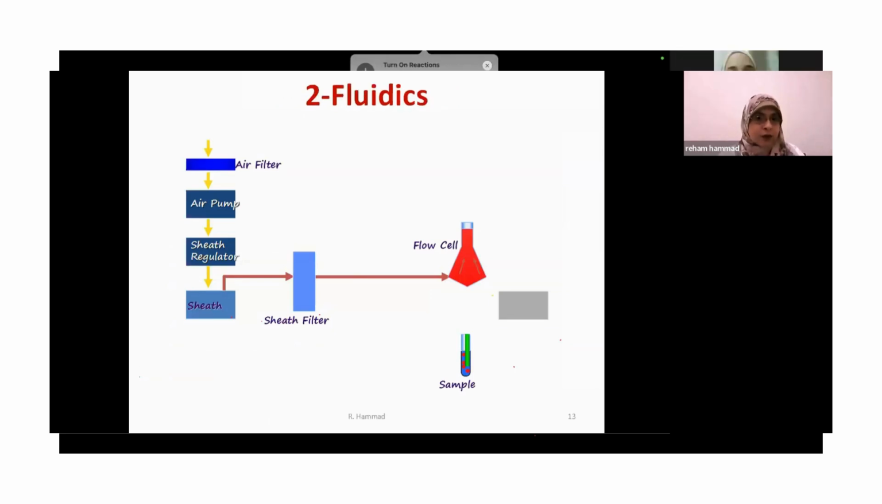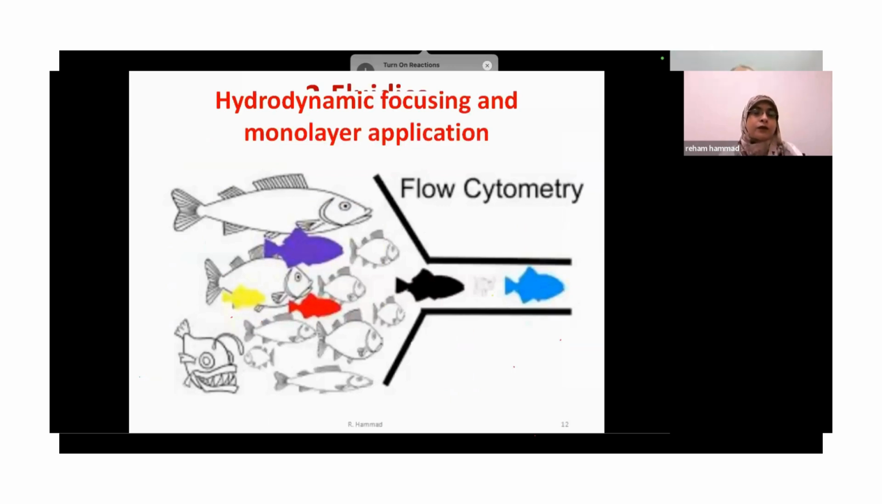Flow cytometry contains numbers, some increasing probabilities. The most important thing I want you to know is something which is called hydrodynamic focusing. I don't care about you knowing the name, but I care about you revising this figure.